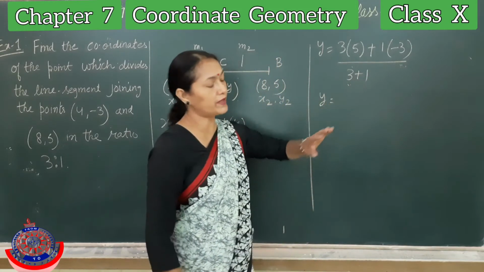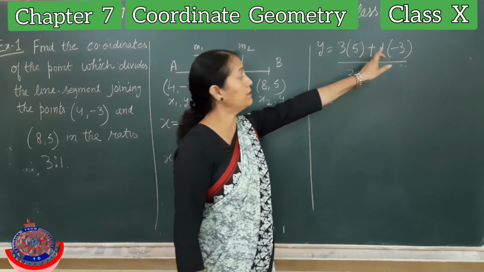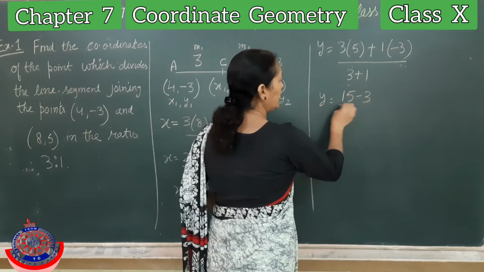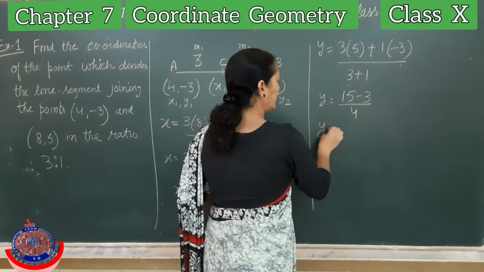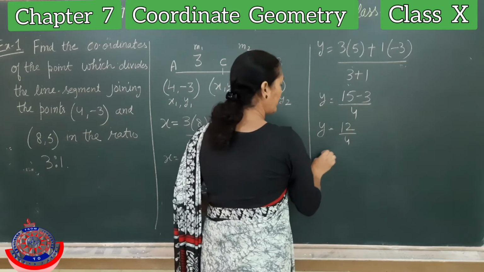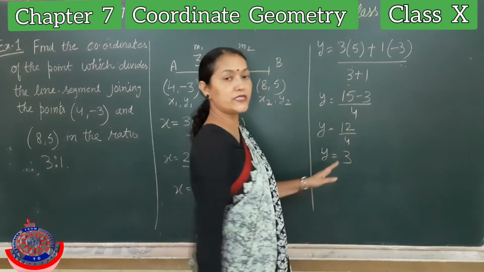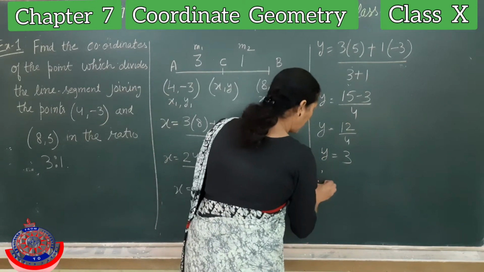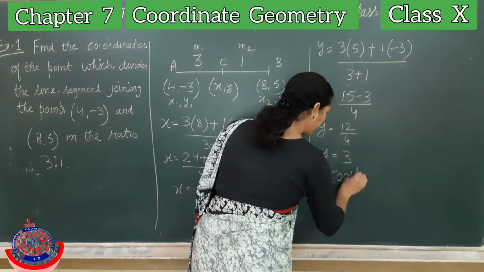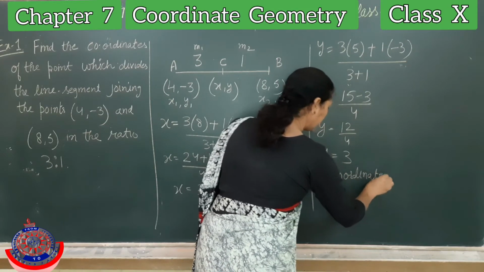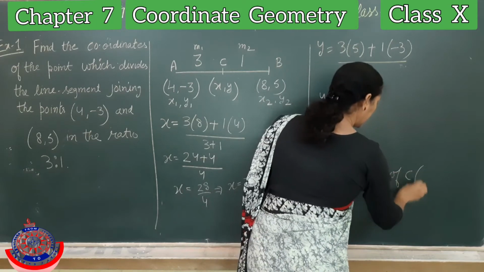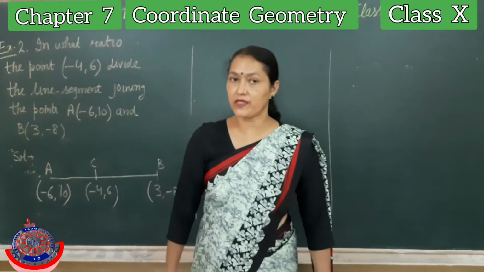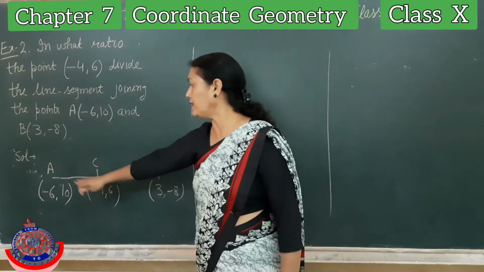Now what are the values coming? 3 5s are 15, but here it is 1 into -3, that means -3. So we are getting 5 minus 3 upon 4. 15 minus 3 is 12, 12 upon 4. So we have got y as 3. X as 7, y as 3. Therefore, coordinates of C are 7 and 3.